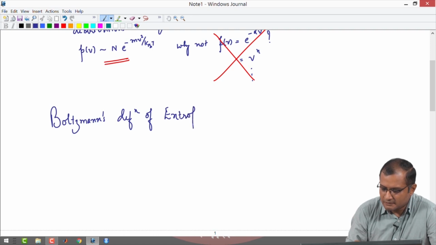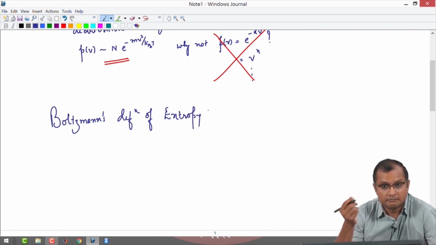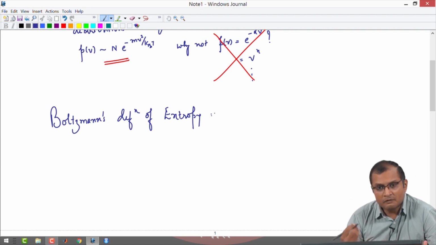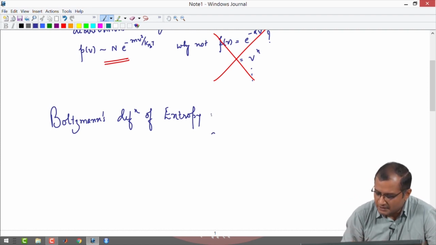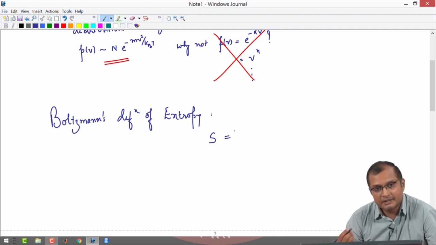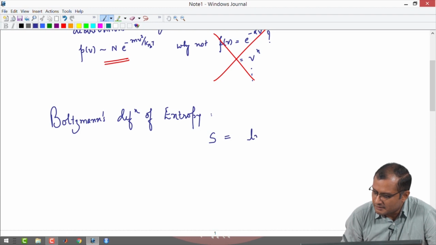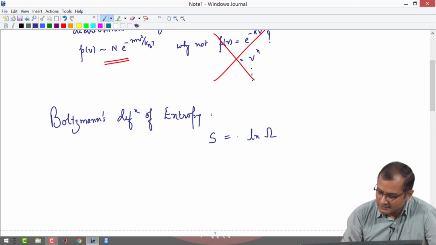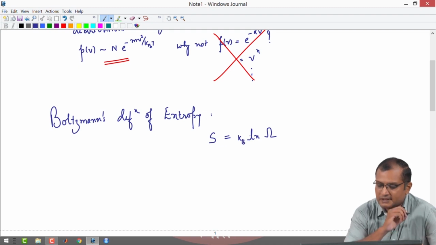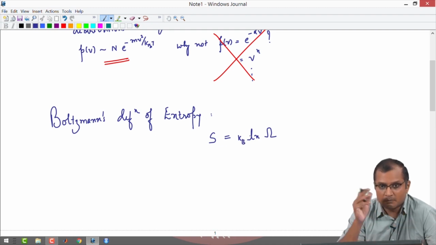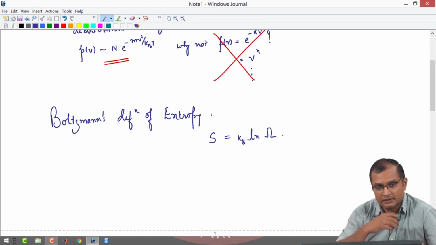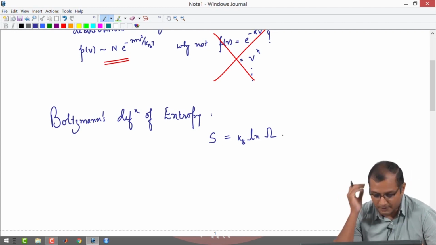Remember, the task is to connect entropy with probability. So, we will start off with the definition of entropy given by Boltzmann. Boltzmann gave us the prescription of entropy, that it is logarithmically related to the number of accessible states. So, this is the famous connection between number of states and the entropy for any system given by Boltzmann.